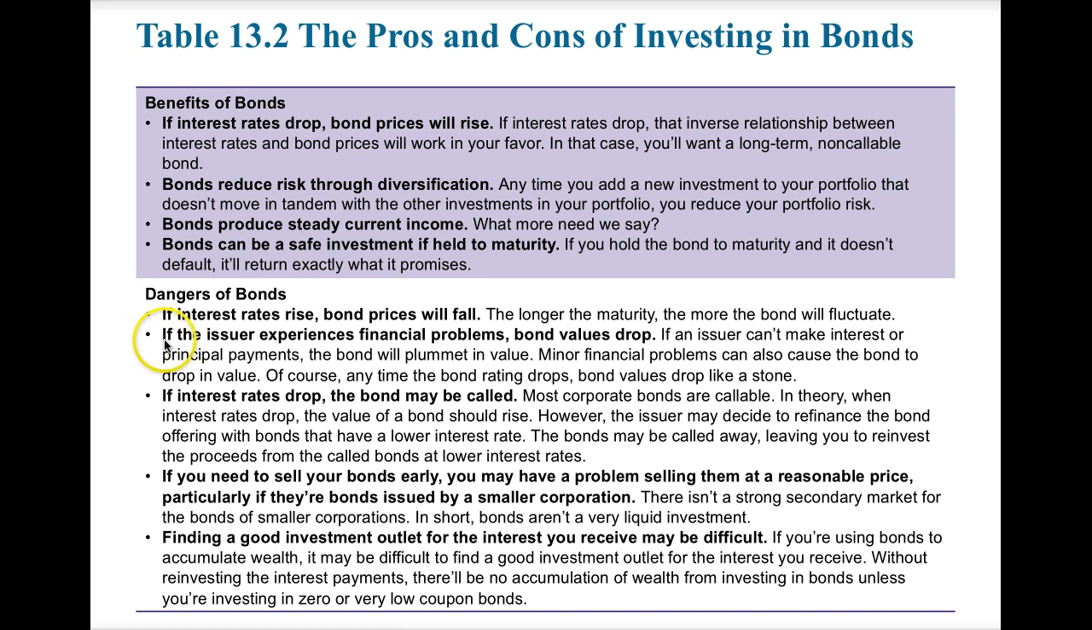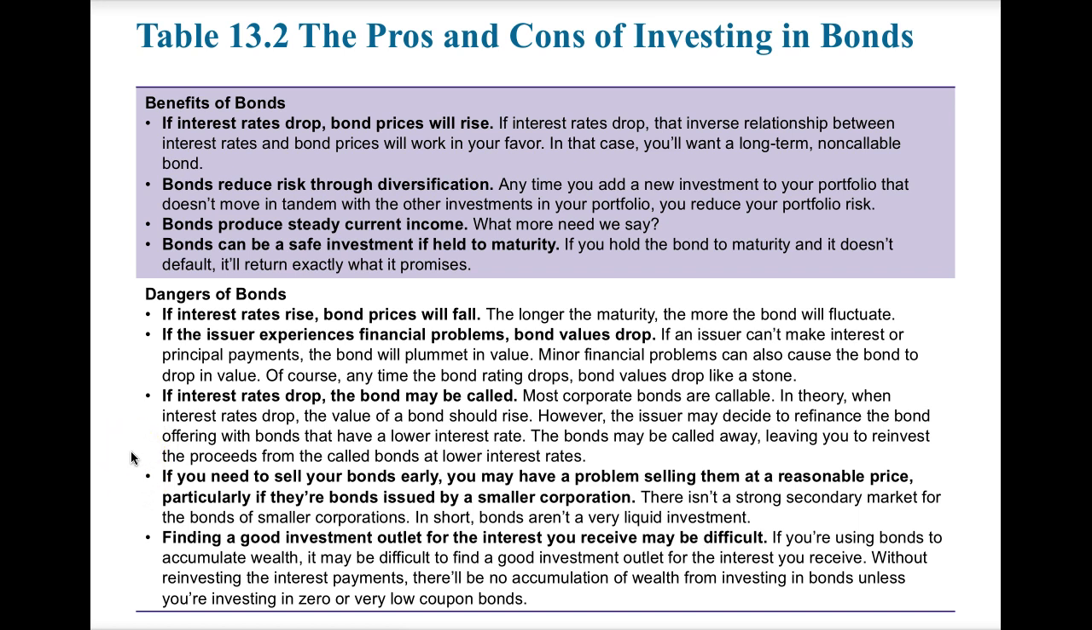If there's financial problems of the underlying government or corporation issuing the bond, the bond values can drop as the risks increase. If the interest rates drop, it might become an attractive target to repurchase the bonds early, and it's going to lower your overall return of interest. So if you have to sell the bond early, you might have to sell at a discount.